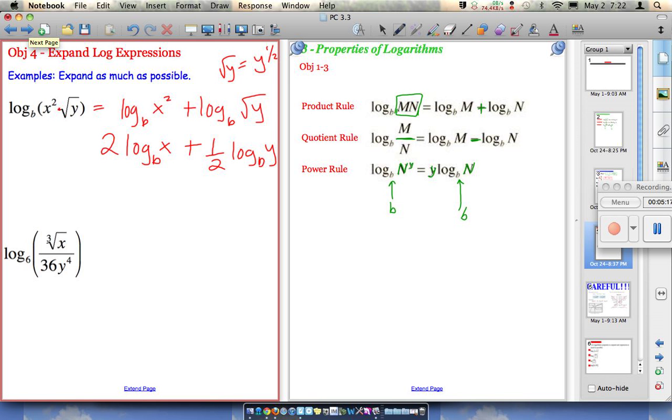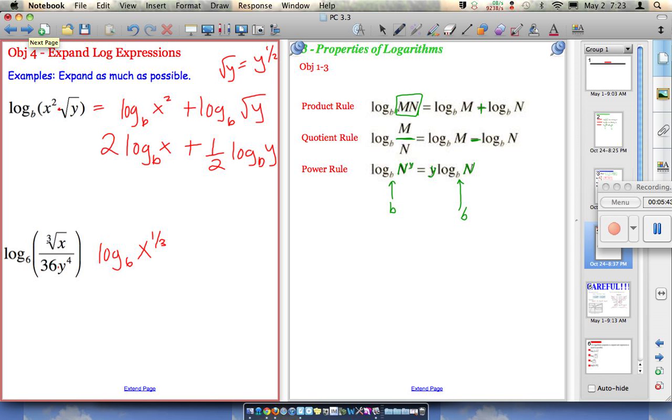And I have a simplified, expanded, mind you, an expanded expression. The next one, log base 6 of a quotient. There's also, again, some powers in here and some products. There's a product in the denominator. But let's start by getting rid of the quotient. So I'm going to rewrite this as log base 6 of x to the 1/3.